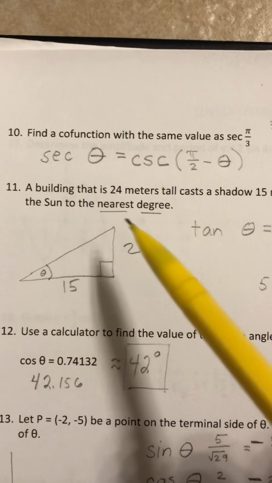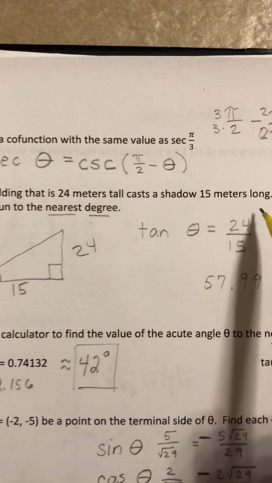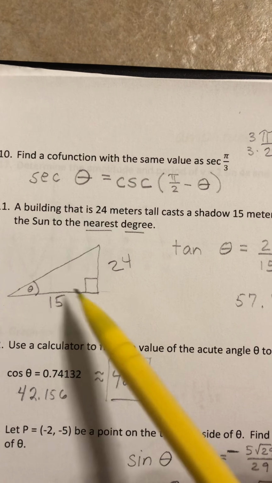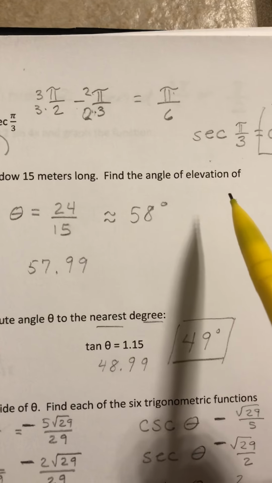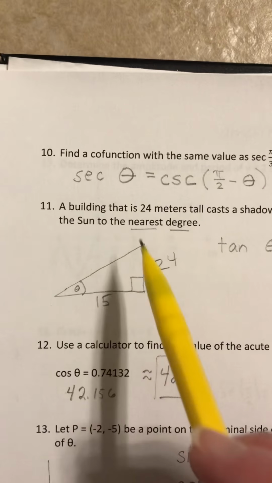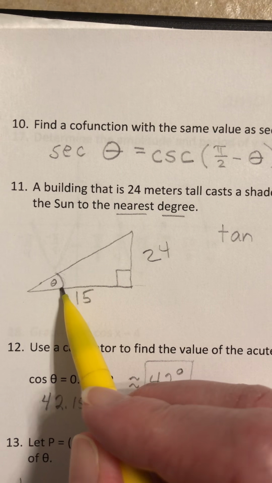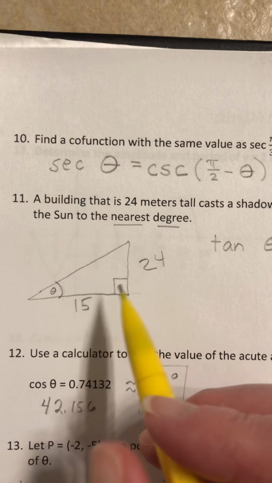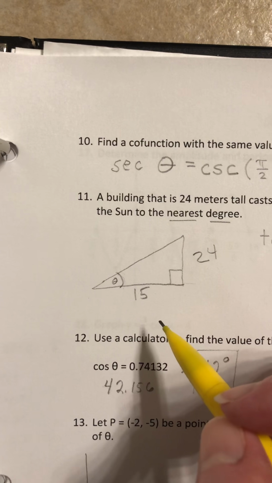Problem number 11. A building that is 24 meters tall casts a shadow 15 meters long. So I draw a picture. 24 meters tall, casts a shadow 15 meters long. Find the angle of elevation of the sun to the nearest degree. So this angle is going to represent the angle of elevation of the sun, and we have to decide, do we want to use sine, cosine, or tangent?